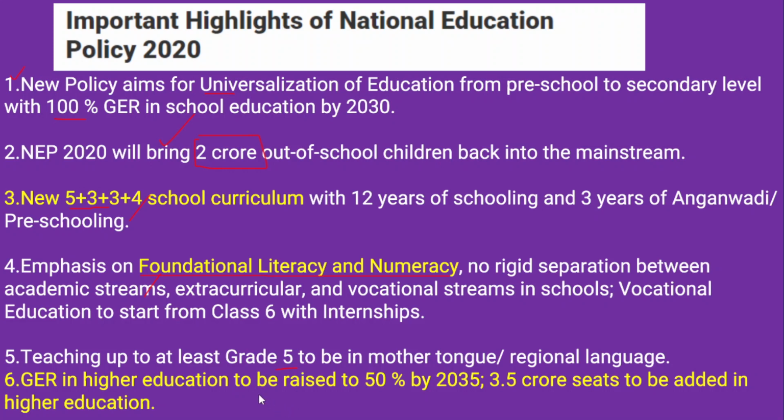Now if you look at higher education also, around a 50% increase should be achieved in the gross enrollment ratio of higher education by the year 2035, and the government will also increase the total number of seats in higher education to around 3.5 crore.